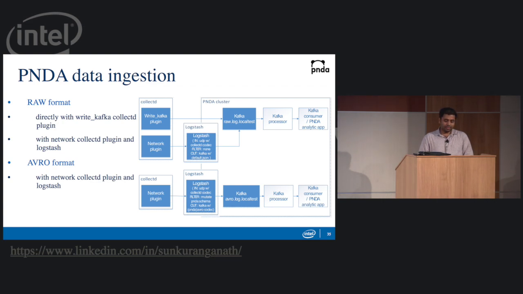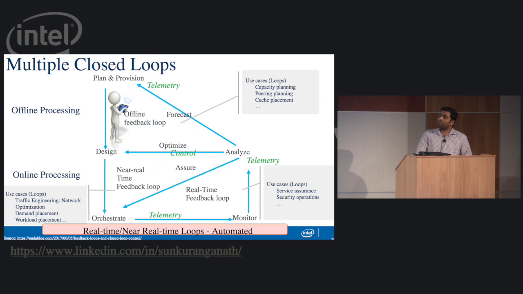So how do they fit together? I know Emma in the previous talk touched upon this. But if you understand closed loops, and this is from one of the Cisco engineers' PNDA blog, it nicely represents the various types of closed loop that are available. You know, this long closed loop, the offline feedback loop, that's what people think about when they think about closed loop automation. And use cases there are capacity planning, placement, et cetera.